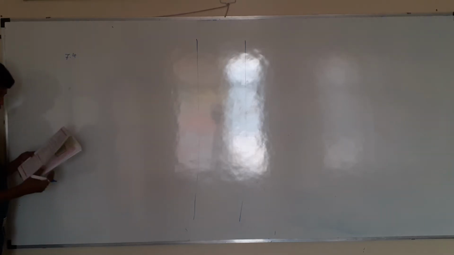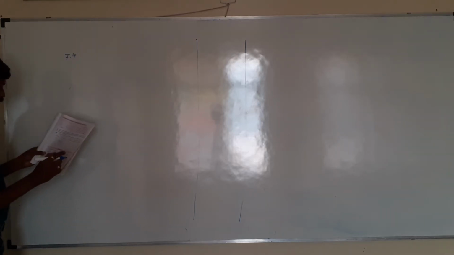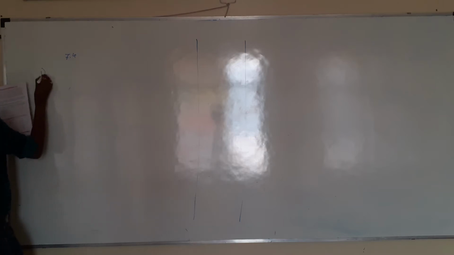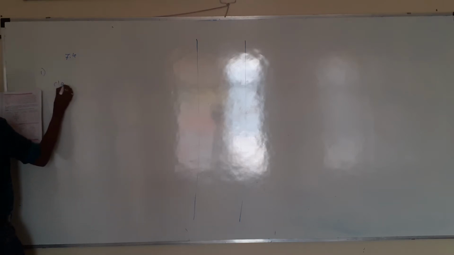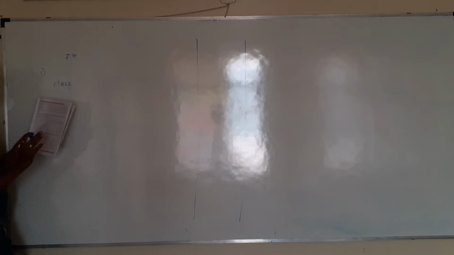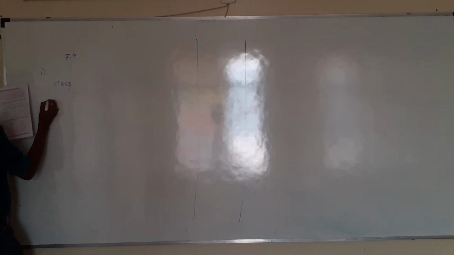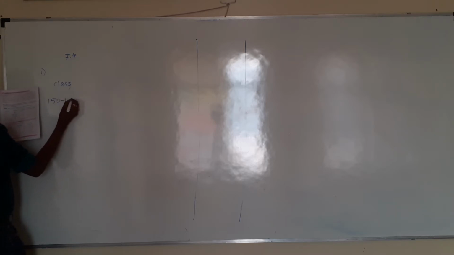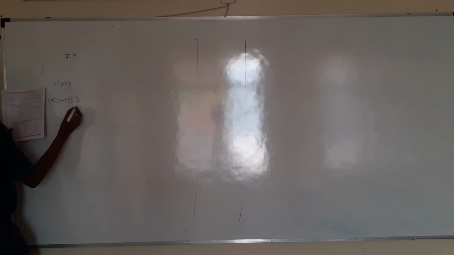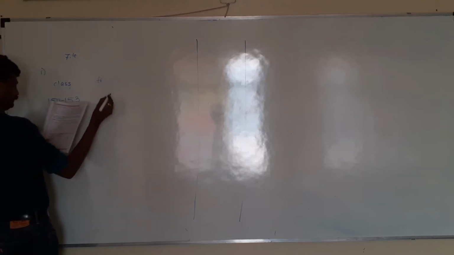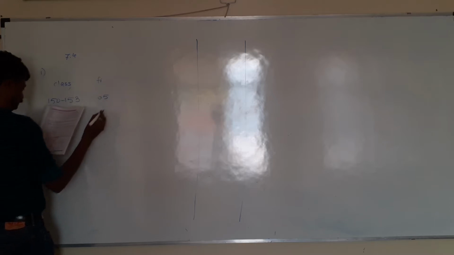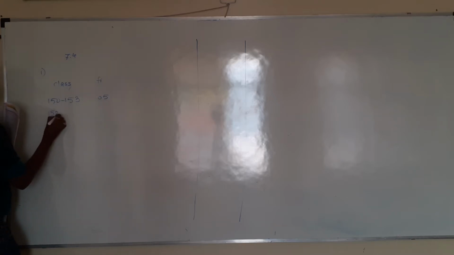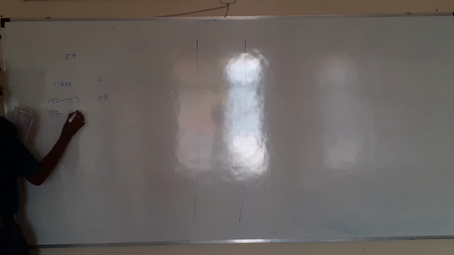So I will write the details here to understand it better. Question number 1. Classes, height in centimeter, it is given. First class 150 to 153. Frequency is given, I will mention Fi. It is 5. Next class 153 to 156.